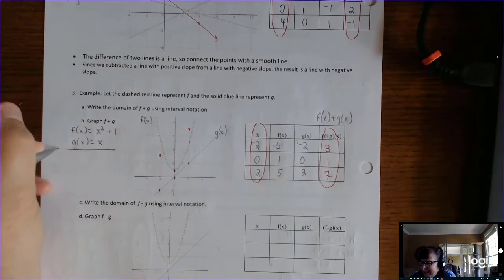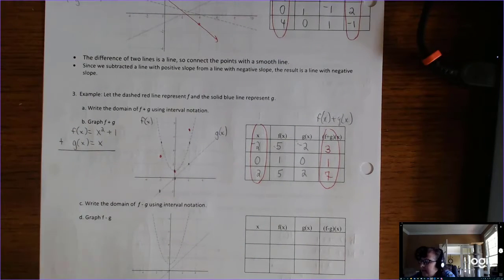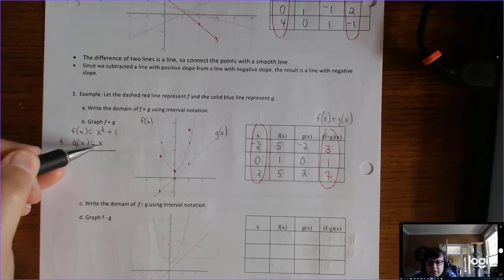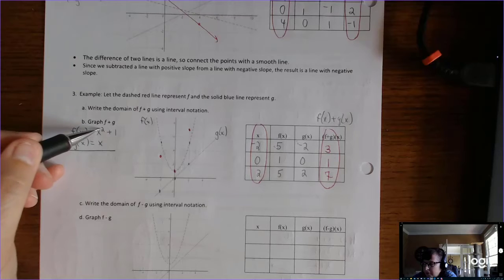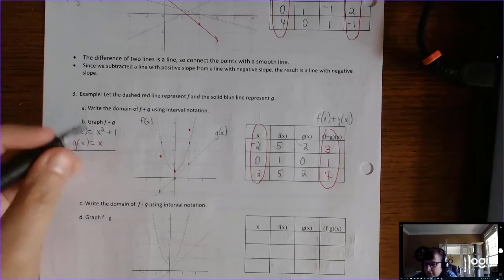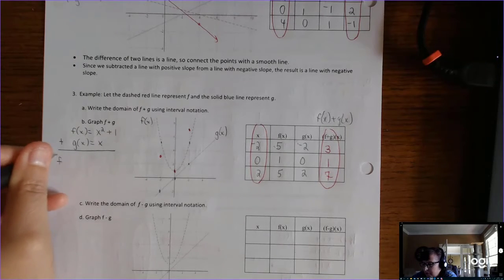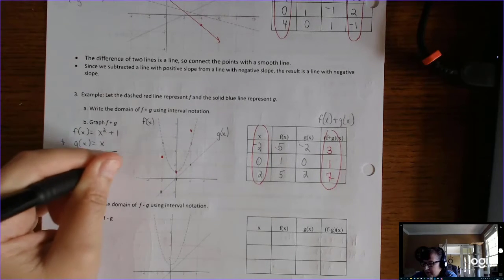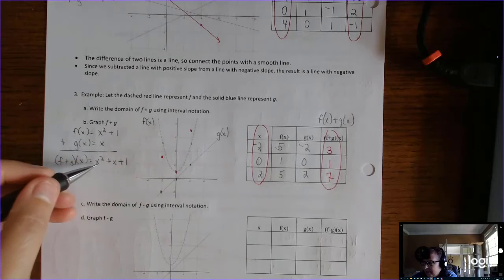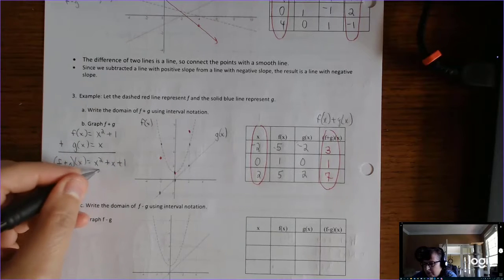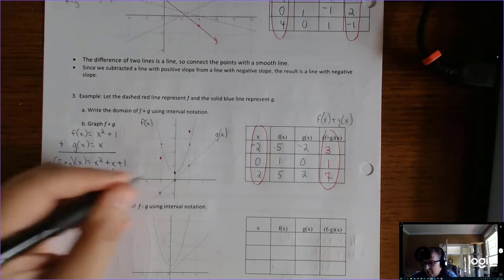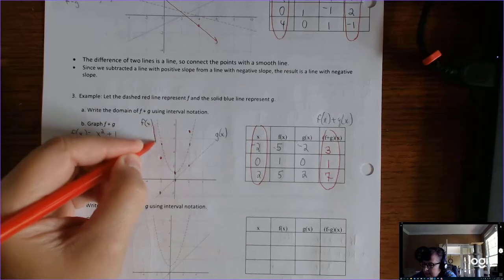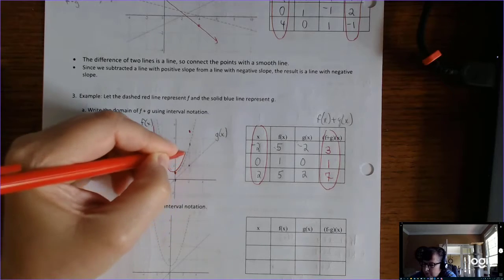So if we add these together, you can't add x squared plus x. They're not like terms. So you just have to collect all of these unlike terms, and I'll put it in descending order. So f plus g of x is x squared plus x plus 1. And because it's an x squared, that is a quadratic. So that tells me that this result is going to be some sort of parabola.